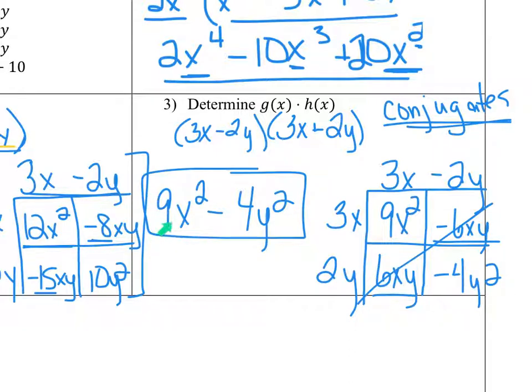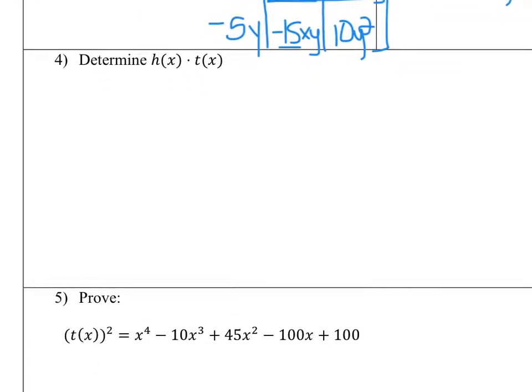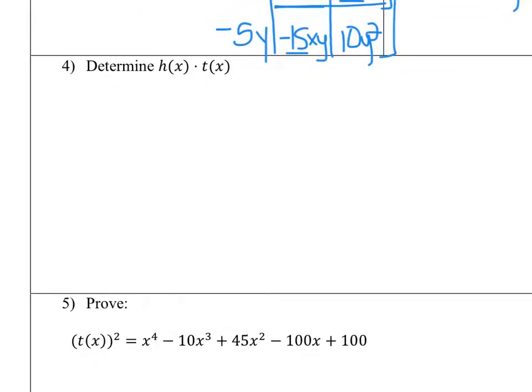So this is 9x squared. This is a perfect square. 9 and 4 are perfect squares. Maybe you realize that x squared and y squared are also perfect squares. And it's the difference of them. And we're going to be dealing with that when we start factoring later. So let's do a little more multiplication. Let's speed it up just a little.